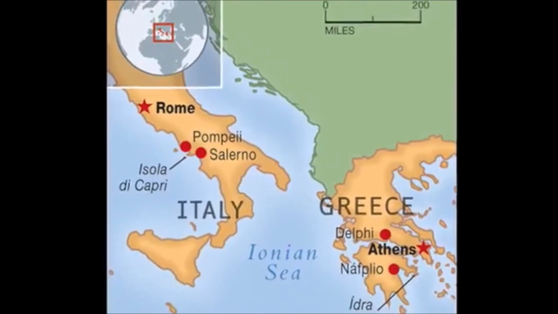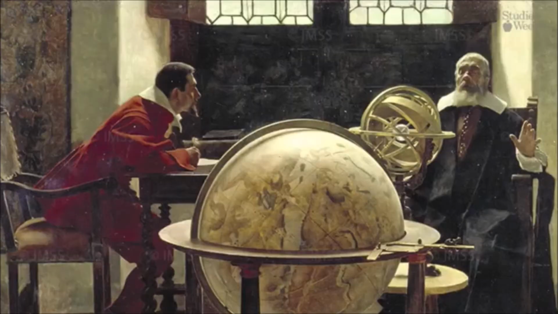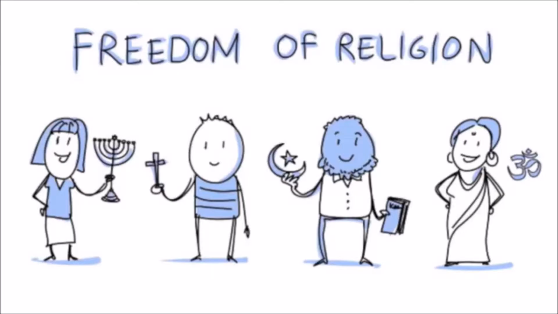The classical period also coincided with the Age of Enlightenment, a time of radical change in social values focused on human rights and freedom of religion.